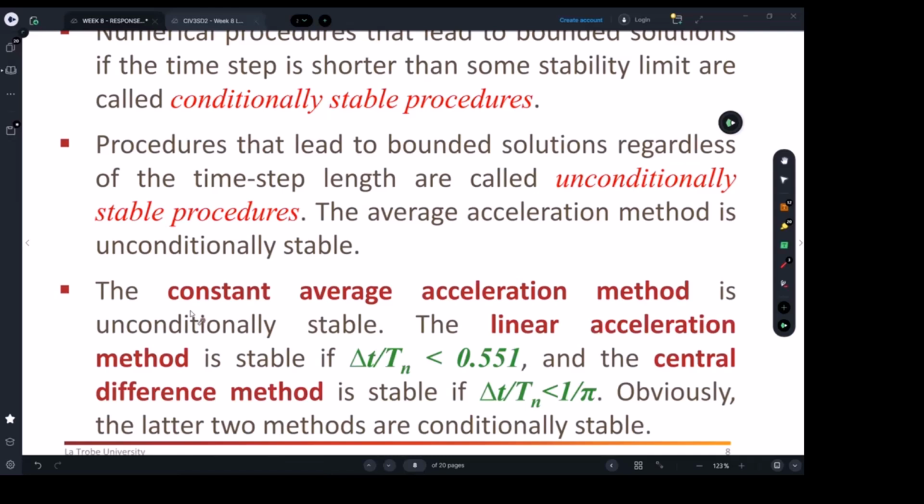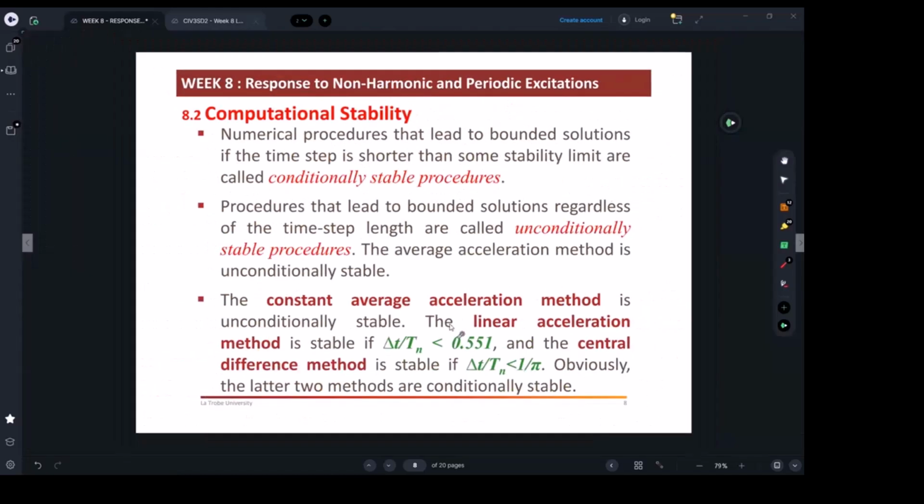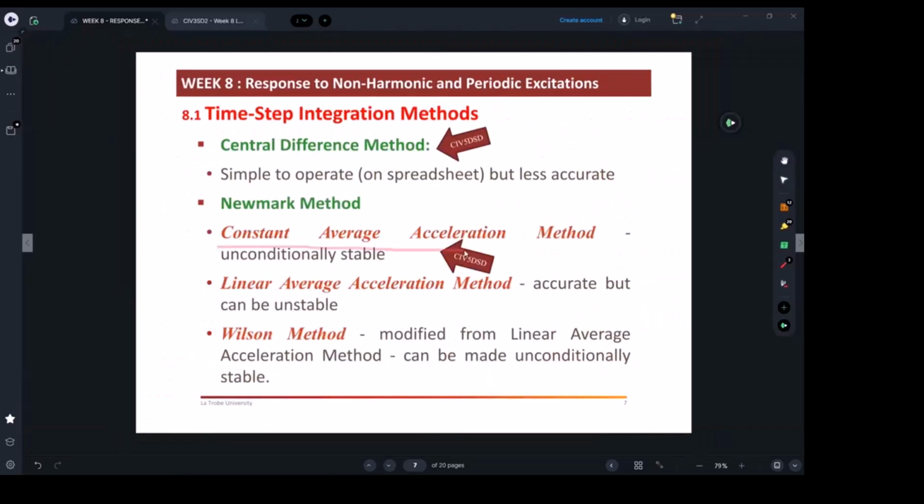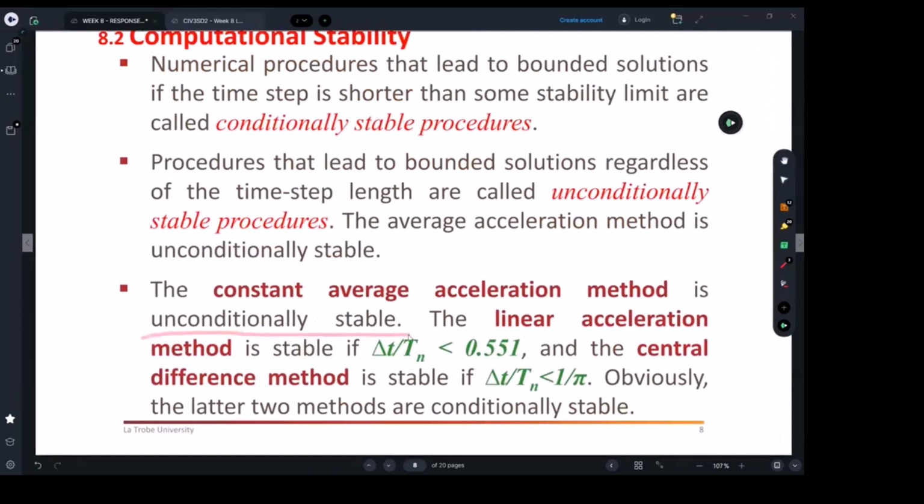For example, the constant average method, which we will be using, and it's this one here, the constant average method. It is basically unconditionally stable. So really it doesn't matter whichever time step you use, it should give you results. But the accuracy, again, you need to work out, which we will be discussing later on.